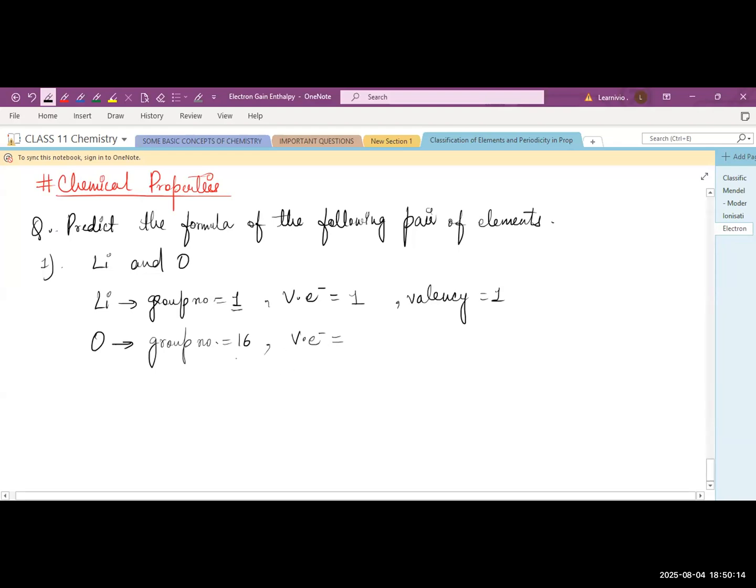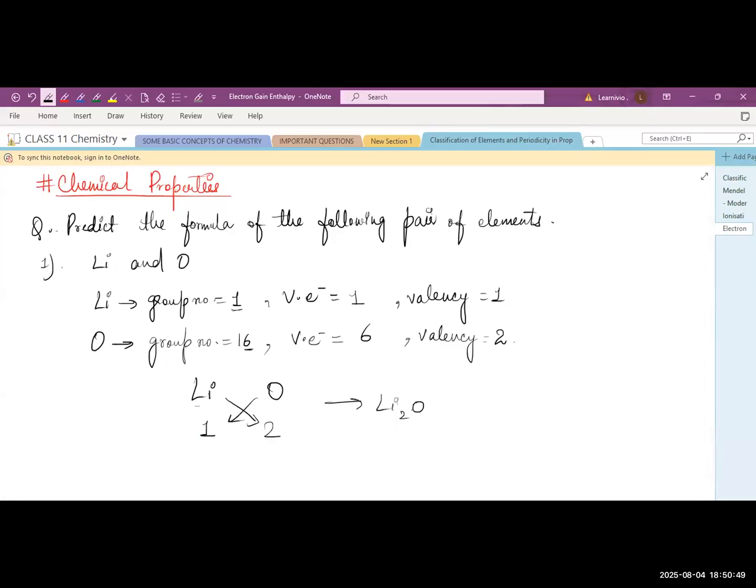So valence electron is always equal to the unit digit of the group number. I told you the trick, right? Here the valence electron is 6, which is more than 5, so you have to subtract it from 8. 8 minus 6 gives you 2. So that's very simple. Now lithium and oxygen: what is lithium's valency? It's 1, and oxygen's valency is 2. Just cross multiply, and you will get Li2O. That's very simple. Is it clear?